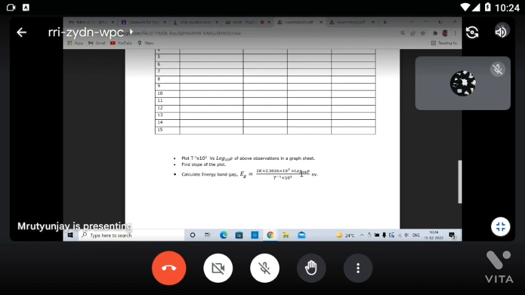Then you have to write the conclusion, discussion and acknowledgement part. Then put your name and ID. Then make a PDF and submit it before the due date. Clear or not clear? Please reply. Yes, sir, clear.